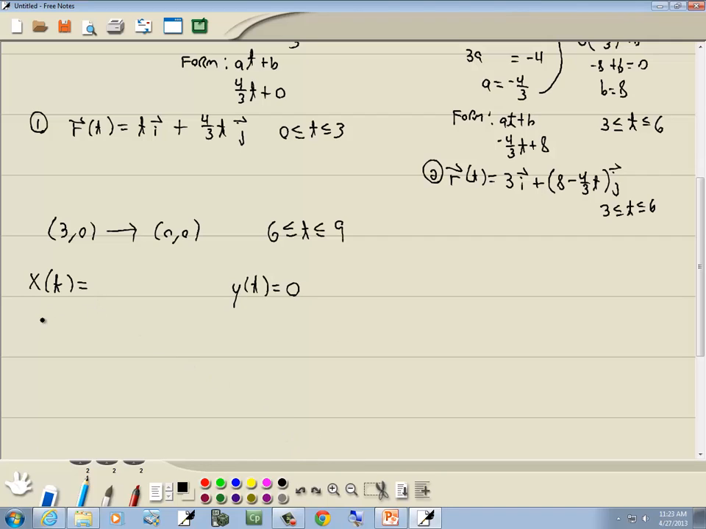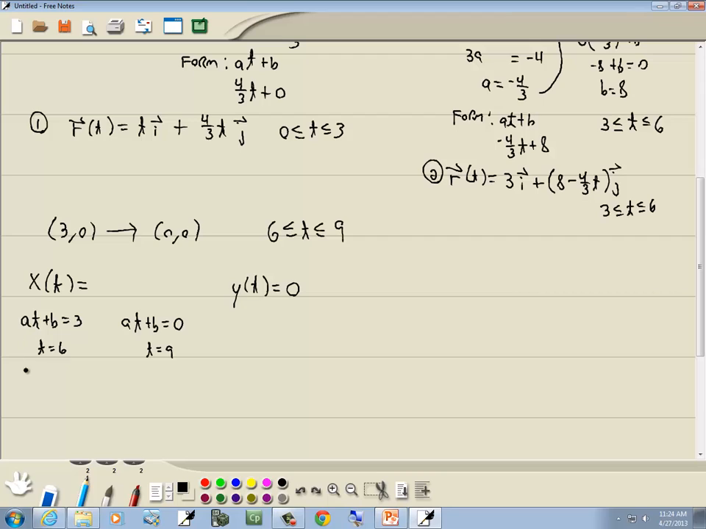Now for our x, we're going to have at + b is equal to, and it starts at 3 for the x value. And then we'll have at + b is equal to 0. So it ends at 0. So it goes from x equals 3 to x equals 0. Now, we said we're going from t is equal to 6 to t is equal to 9. So we'll plug in t is equal to 6 here, and t is equal to 9. Has to go in the same order. See how I did the 3 here, the 0 here? Well, then you put 6 here and 9 here.